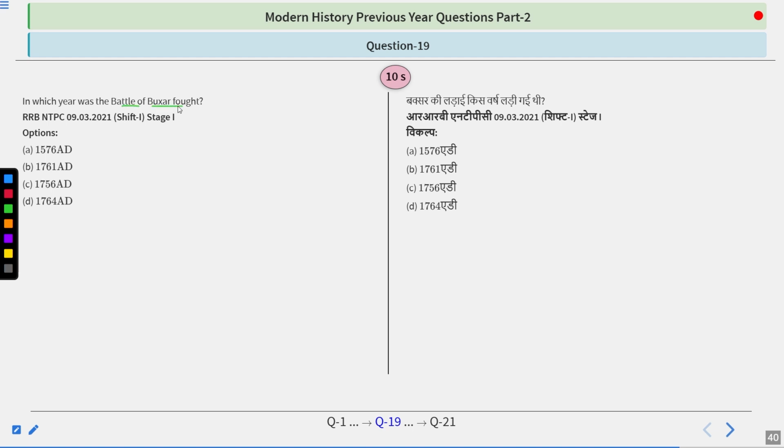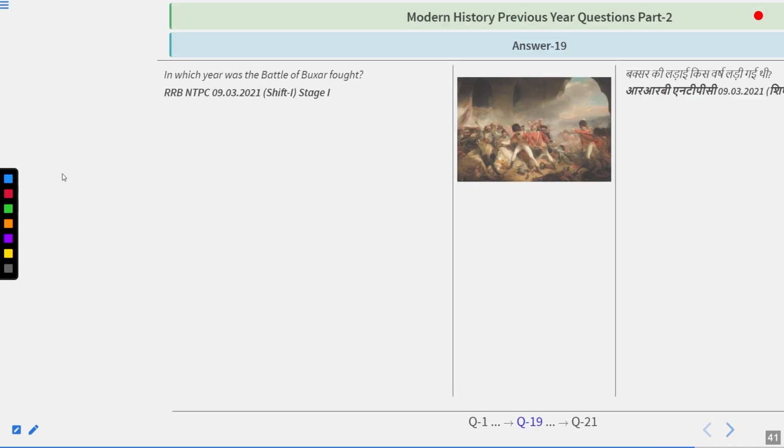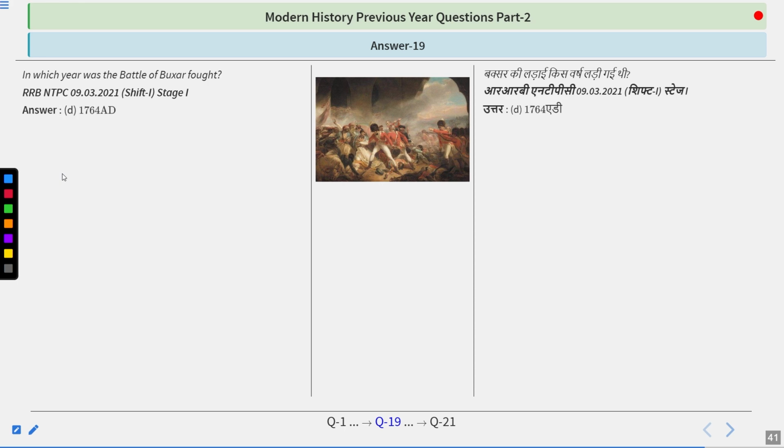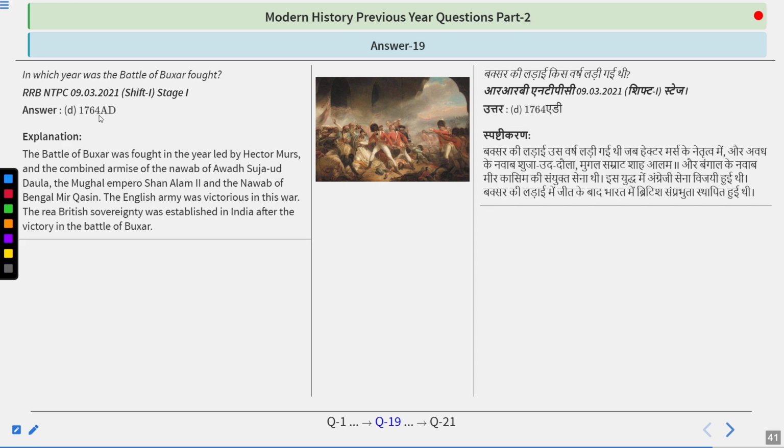In which year was the Battle of Buxar fought? Simple question. Answer, just find out yourself. As soon as Mir Qasim transferred the capital from Murshidabad, there came a time when war was inevitable, and the war was fought in 1764.